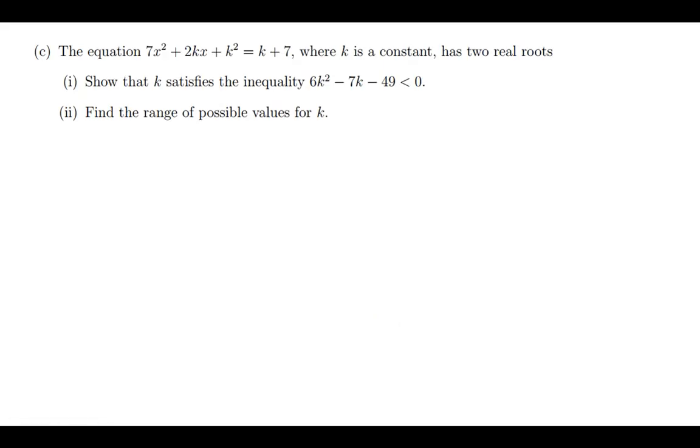Alright, so let's continue solving this question. The question says, the equation 7x squared plus 2kx plus k squared is equal to k plus 7, where k is a constant, has two real roots. Show that k satisfies the inequality, this one there, and find the range of possible values of k. So this one is simple and straightforward. The first thing that I'm going to talk about are the types of roots. You need to know the types of roots before you start solving such a question.